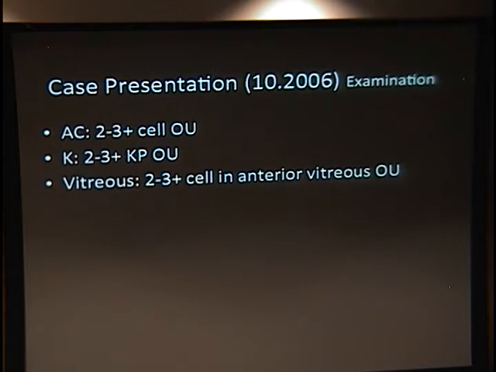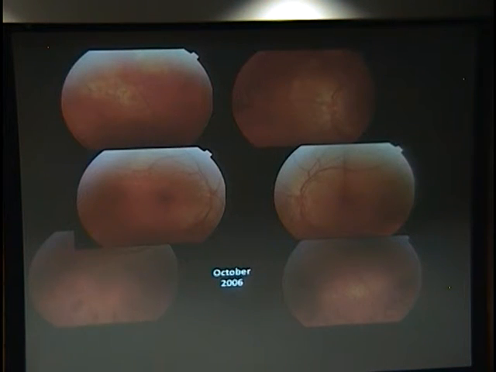On his exam, he has anterior chamber cell. He also has keratic precipitates, and then he has vitreous cell. So he has inflammation all over the eye. Sometimes these don't project all that well, but this is what we're seeing on his exam.